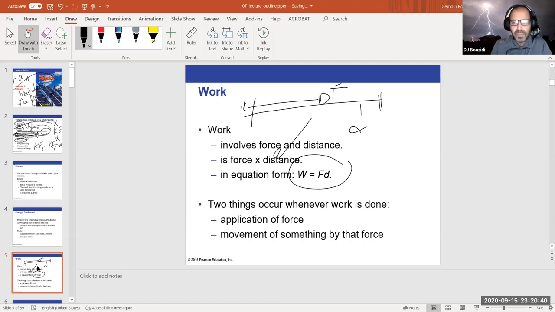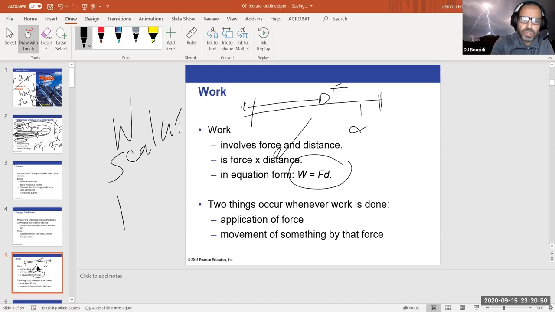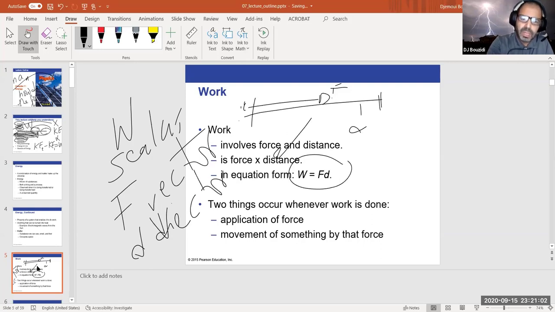You have to remember something. Work is not a vector. Work is a number, a scalar. The force is a vector. It has direction. Which way you push or pull, that has direction. The displacement also has direction, which is a vector. A vector times a vector becomes a scalar, becomes a number. So that is a new kind of operation on vectors that we have not seen at this point, and it's actually called the scalar product of two vectors.